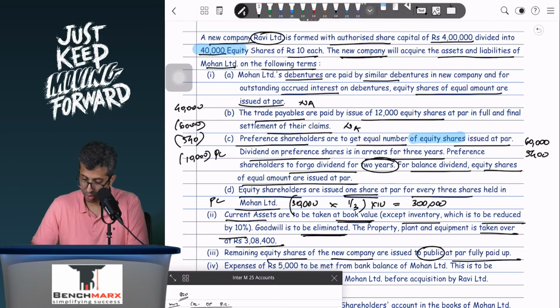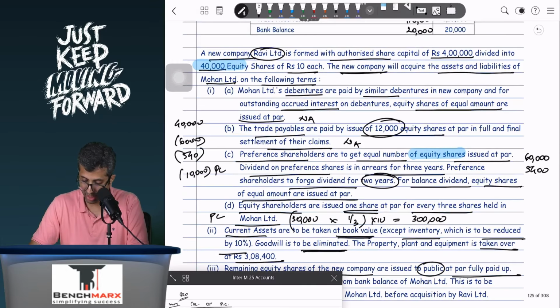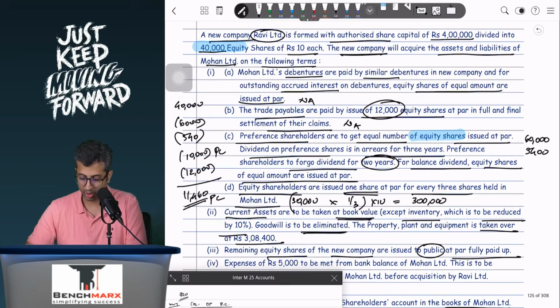And then you have these trade payables. To them, I'm going to issue 12,000 shares. And hence, how much is the remaining shares? 40,000 minus 6,000 going to preference shares, 540 going for preference dividend, 10,000 going to equity shareholders, and 12,000 going to trade payables. And hence, I think 11,460 shares to be issued at the rate of rupees 10 each. Bank account debit to equity share capital 1,14,600.